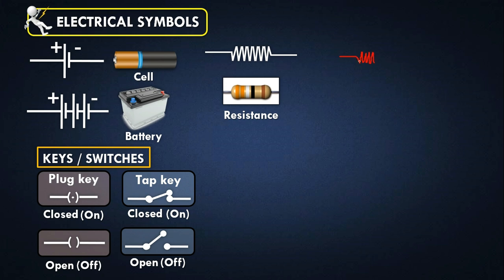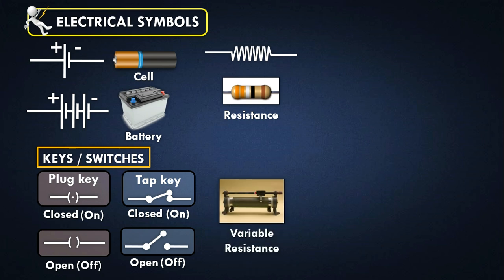And whenever it starts from the bottom half, you have to end at the top half, so that it will be represented like this. So this half is at the top and this half is at the bottom, so that it will be a complete cycle of a resistor. Okay, so this is the symbol of resistance.